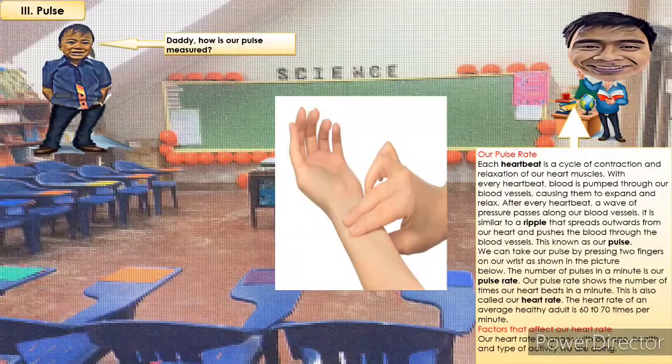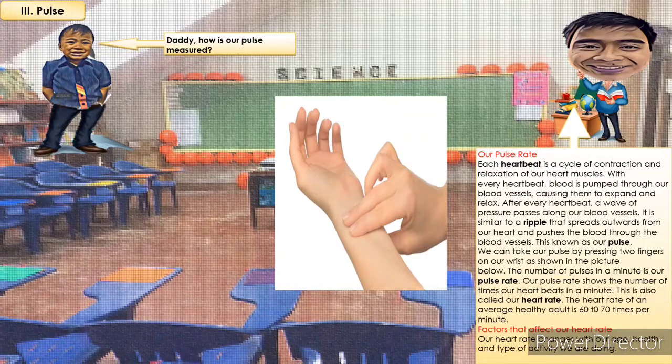We can take our pulse by pressing 2 fingers on our wrist as shown in the picture. The number of pulses in a minute is our pulse rate. Our pulse rate shows the number of times of our heartbeats in a minute. This is also called our heart rate. The heart rate of an average healthy adult is 60 to 70 times per minute.